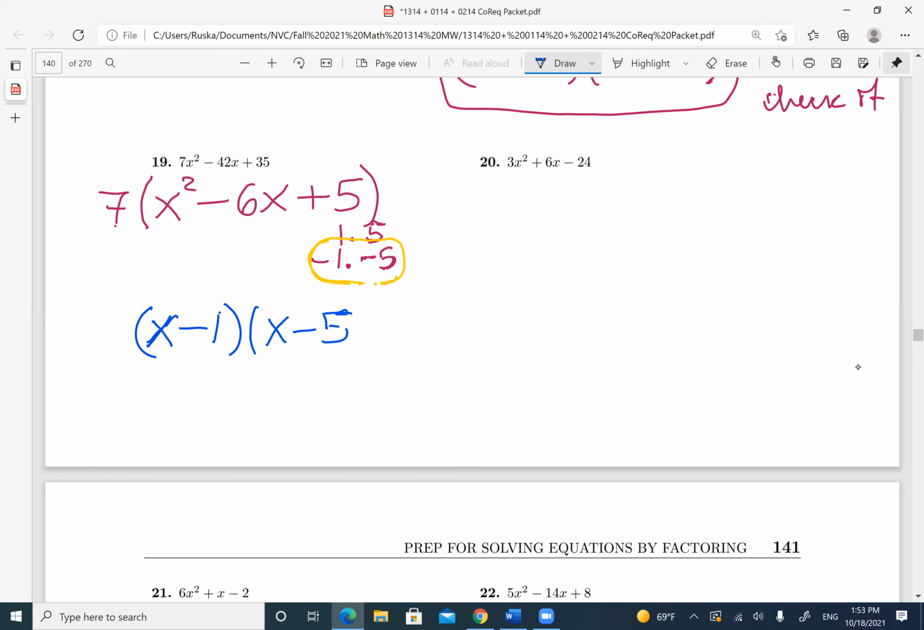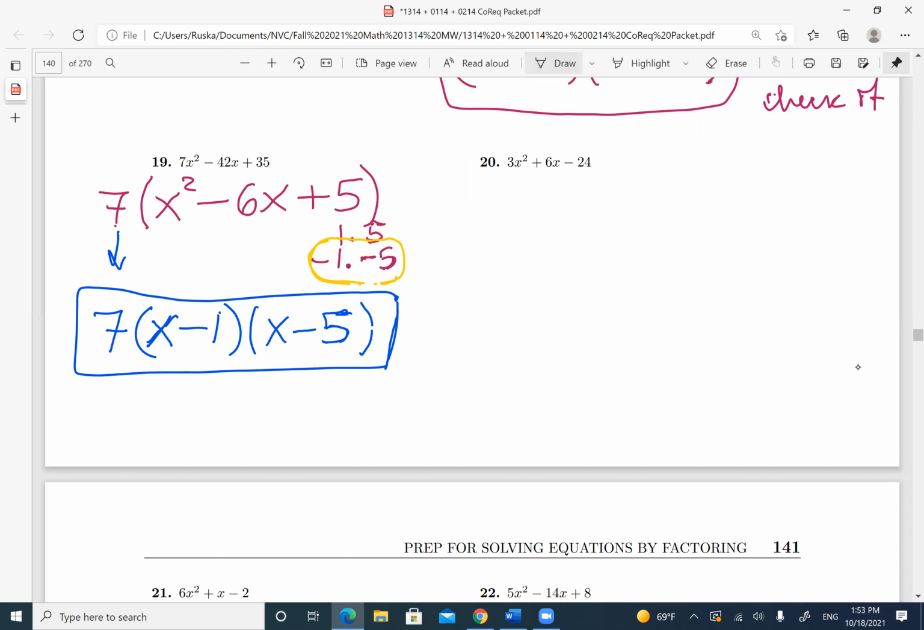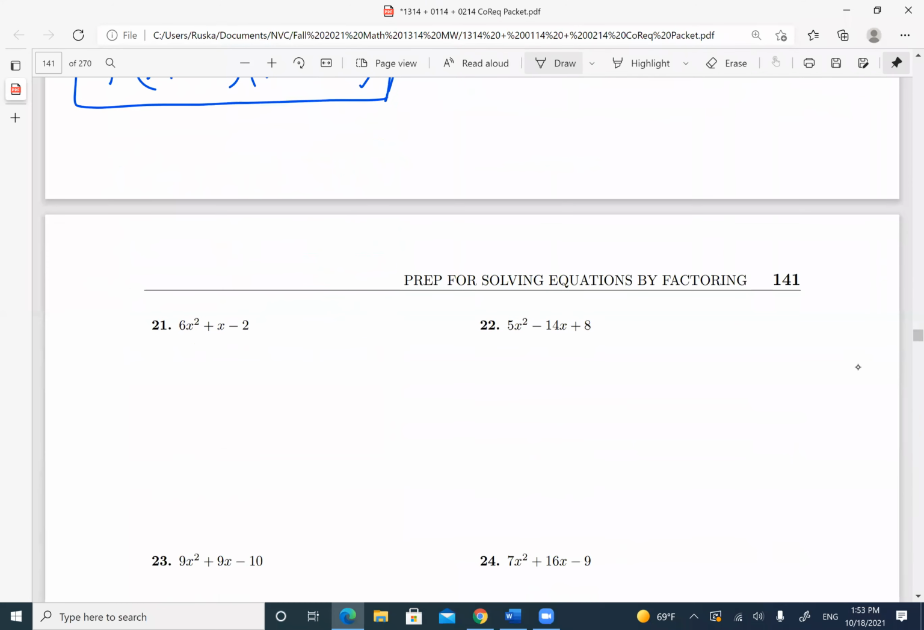And also don't forget, we have 7 in front of it. So this 7 also has to go down. Okay, and that's my final answer for 19. And 20 is going to be the same way. You're going to pull out 3, and you're still going to get something with x squared only. There's not going to be a number in front of x squared. Okay, so that's how you do factoring trinomials.